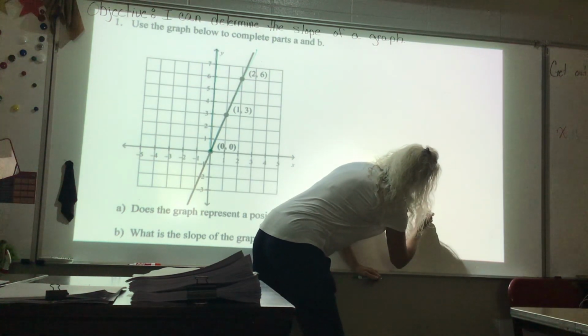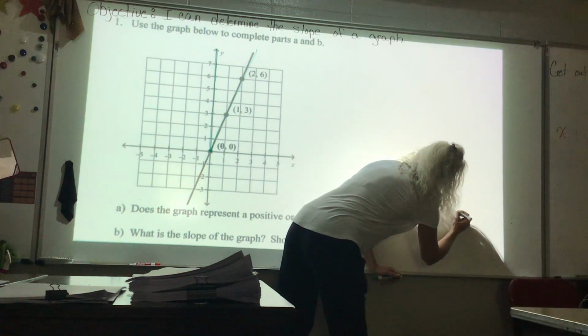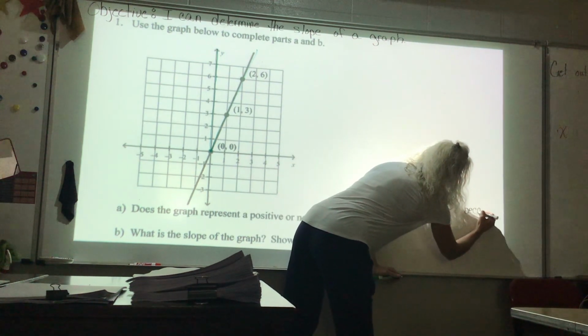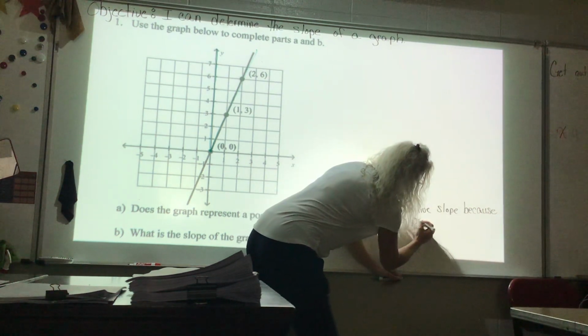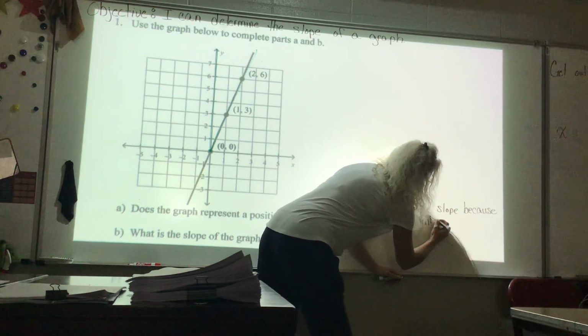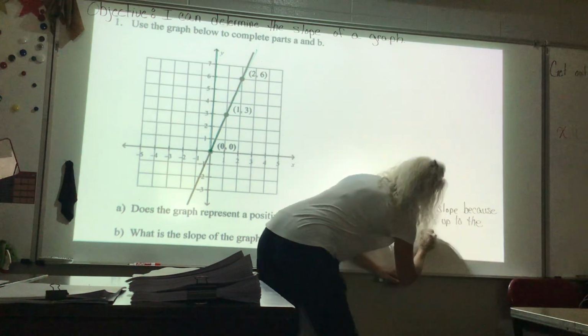Positive slope because it points up to the right.